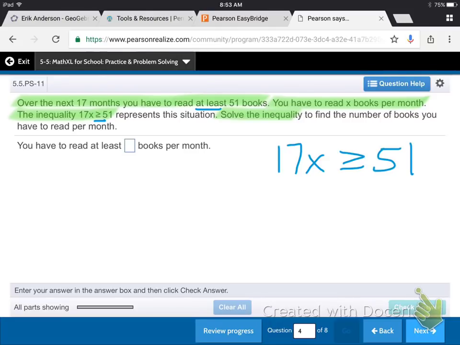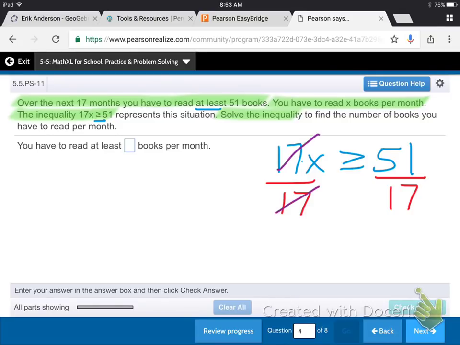Now this problem is not like the last one because we're not dividing. We're actually multiplying right there in between the 17 and the x. So what's the inverse of multiplication? You know it, boys and girls. It is division. So we are going to divide on both sides of the inequality by 17. Why did we use 17? So that we can do this handy little thing.